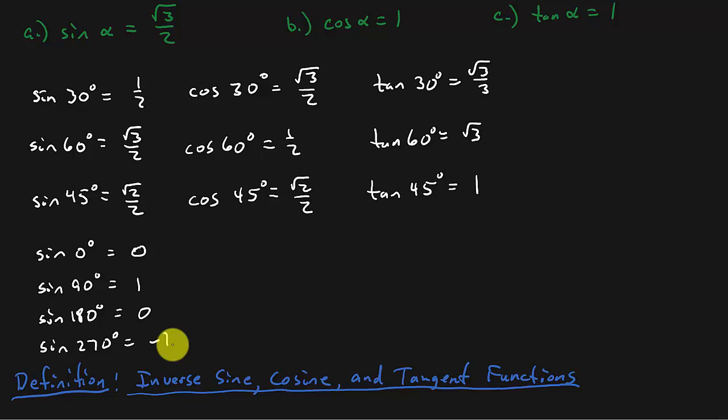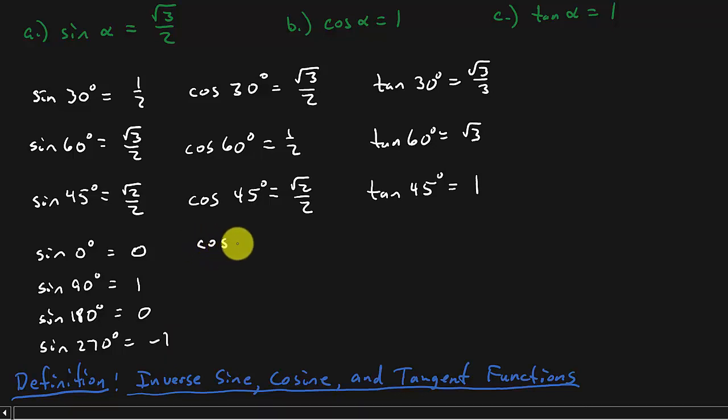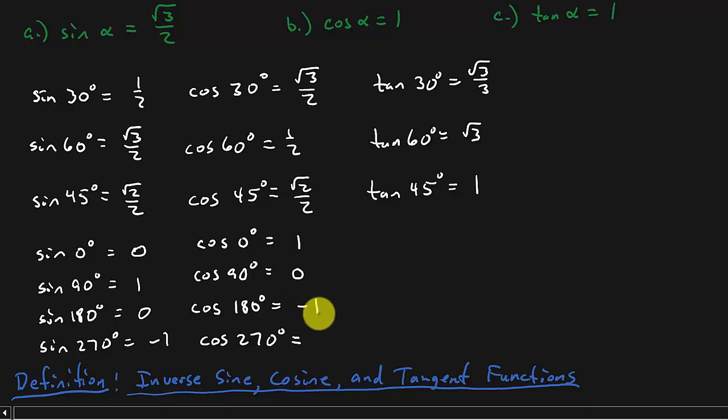Now later on in videos, when we get to graphing these things, I'll show you a way to memorize these a little bit easier. But then we have to do the same thing: cosine of 0, cosine of 90, cosine of 180, and cosine of 270. So the cosine of 0 is 1, 0, -1, and then cosine of 270 would be 0.